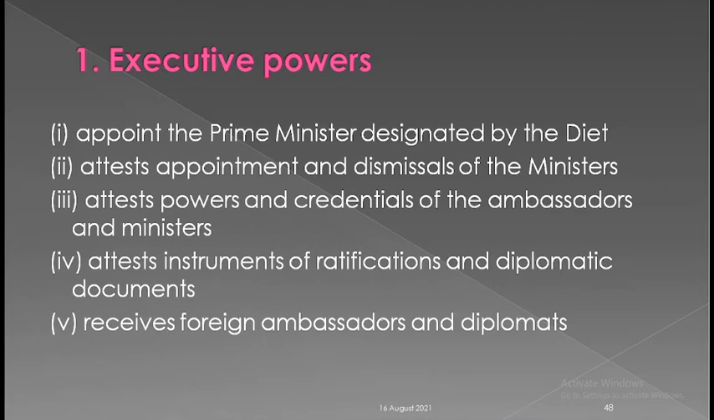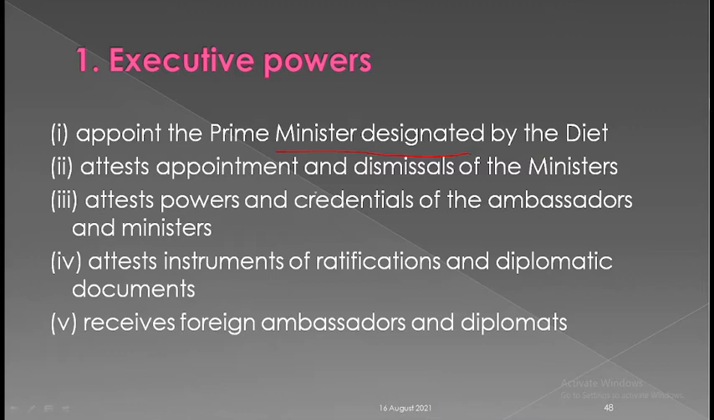The emperor appoints the prime minister designated by the Diet. For instance, after the general election, after the election to the House of Representatives, the Diet, that means both houses of the parliament, will elect a prime minister. After the election process is completed, the emperor will simply give his signature or his formal appointment order. He cannot appoint anybody as he likes. He has to appoint only the person elected by the parliament or the Diet.